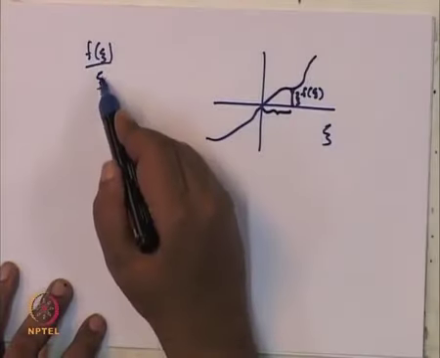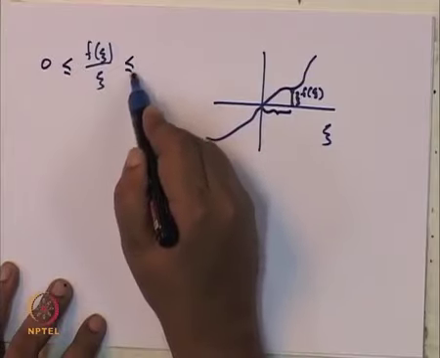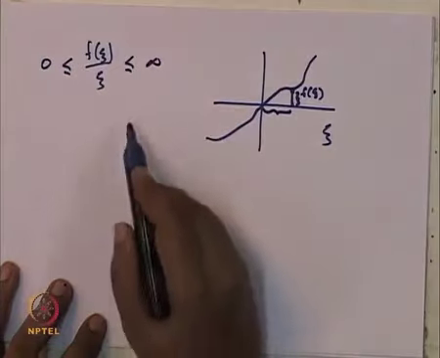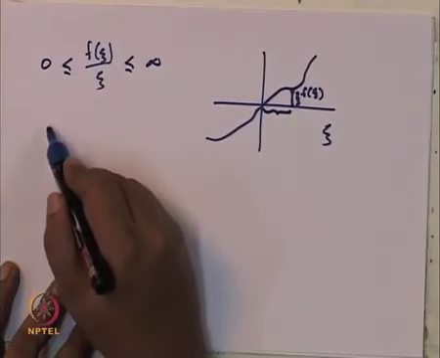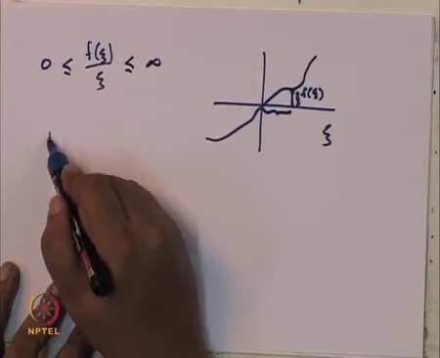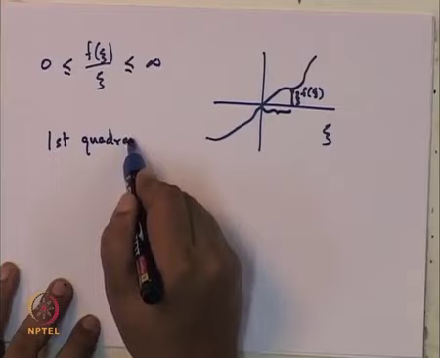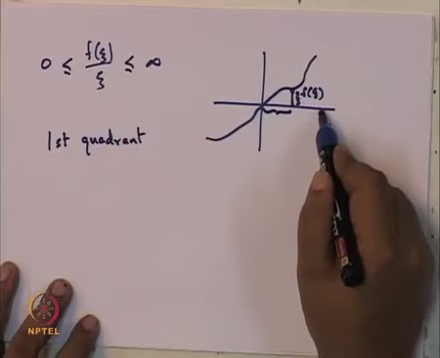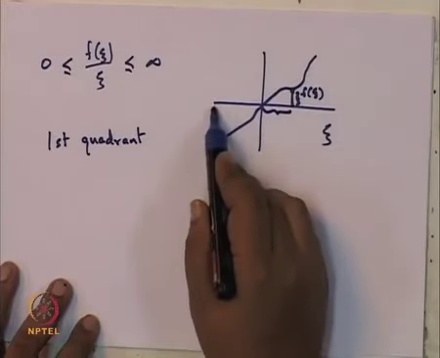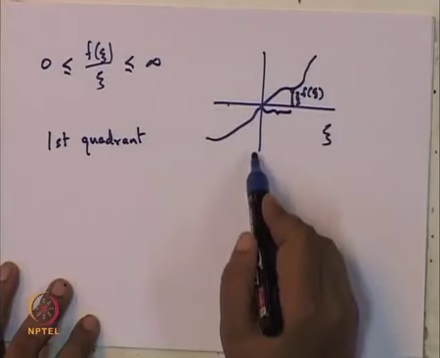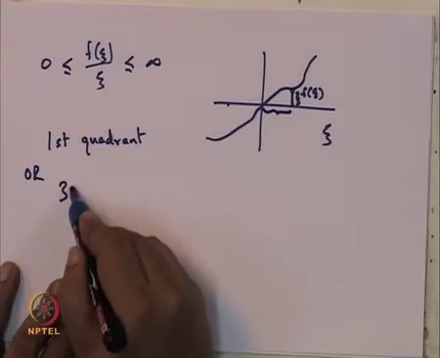Then when we look at f(xi) by xi, we are really looking at this divided by this. When you say f(xi) by xi lies between 0 and infinity, what you are really saying is that the characteristics of this nonlinearity should lie in the first quadrant, that means, when the input is positive, the output is positive, or the third quadrant, that means, when the input is negative, the output is negative. So, the first quadrant or third quadrant.